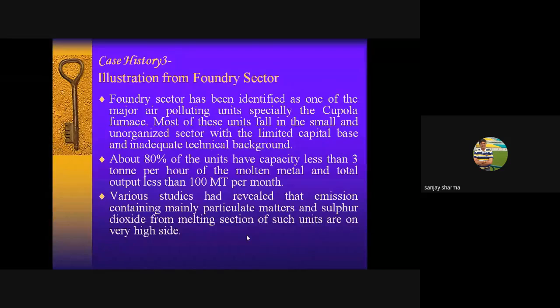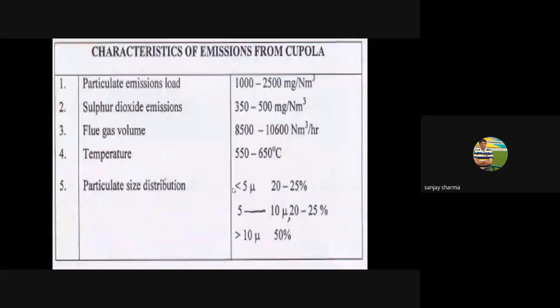Then the illustration from the foundry section. This is one of a couple of furnaces where energy was being used, and about 80% of units have a capacity of less than 3 tons per hour of molten metal. Here is the characteristic of the cupola: particulate load emission, sulfur dioxide emission, flue gas emission, temperature, and particle size distribution.